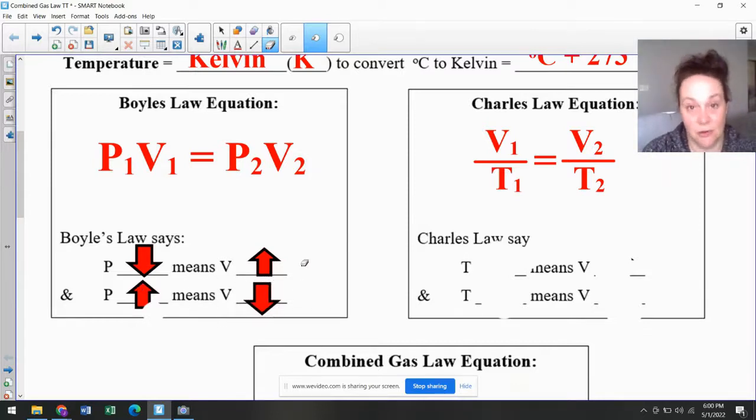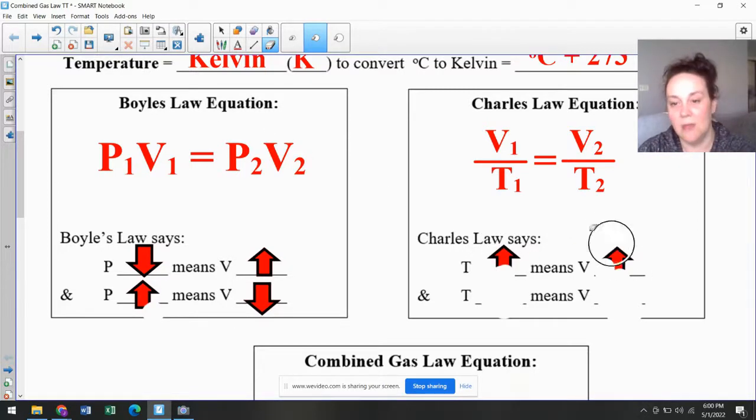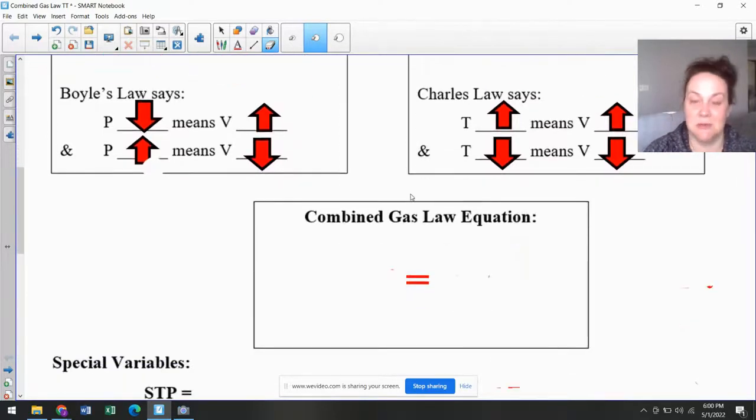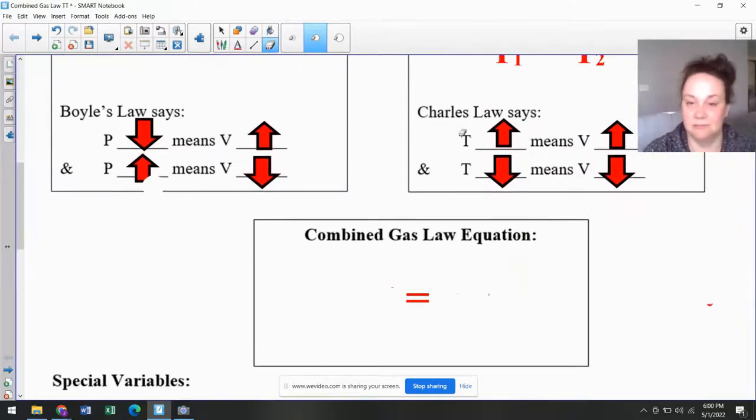Charles' law has to do with volume and temperature, and they go up and down directly with each other. If you increase the temperature of a gas, you increase the volume of the gas. And if you decrease the temperature, you decrease the volume. Arrow up, arrow up, arrow down, arrow down.